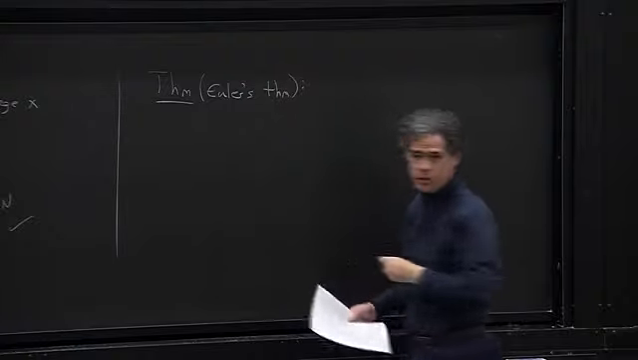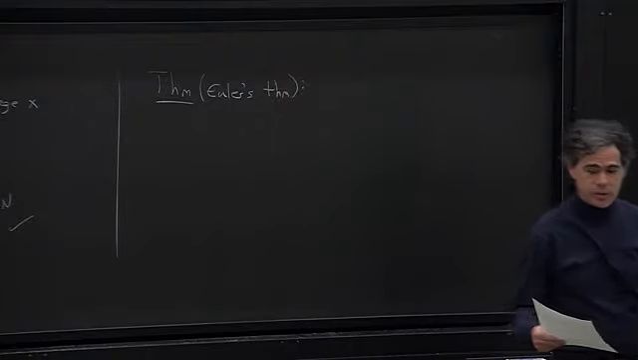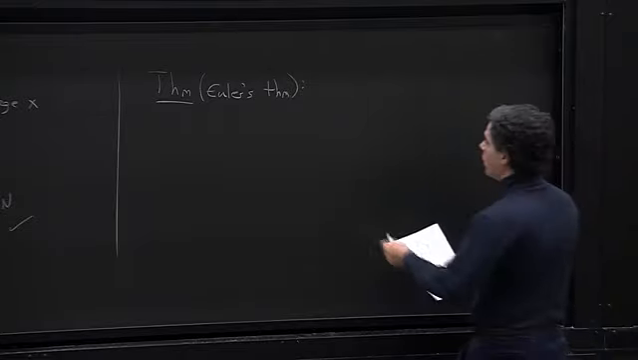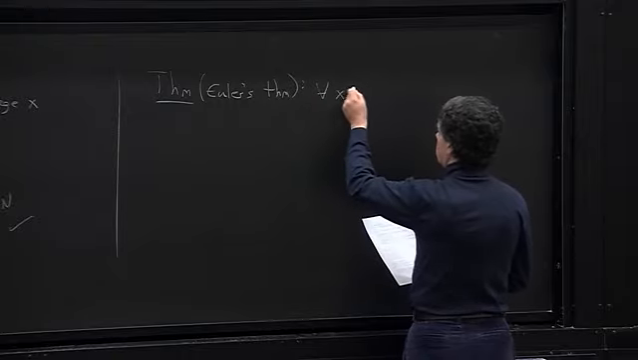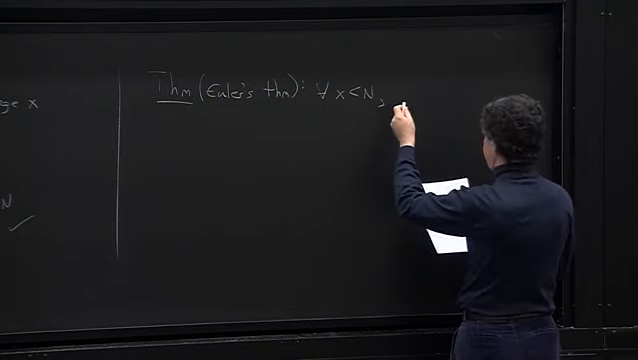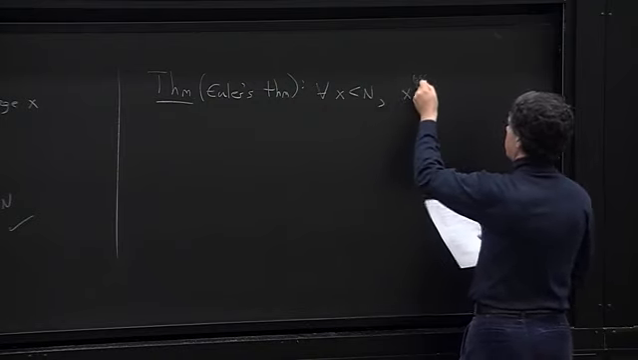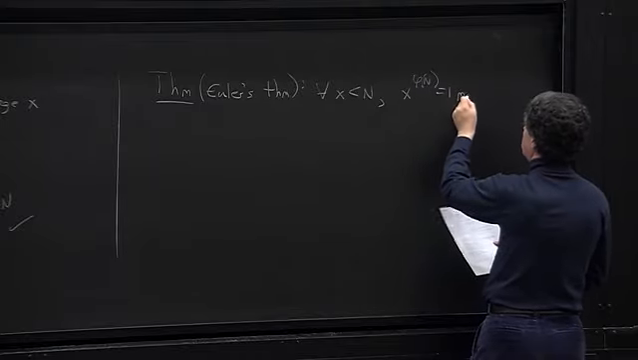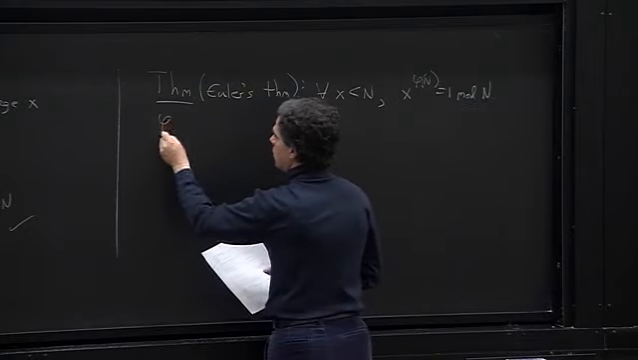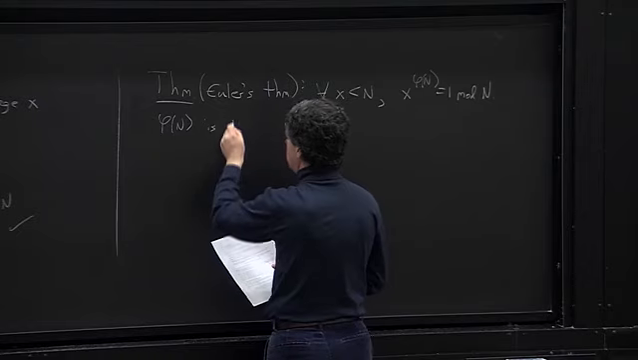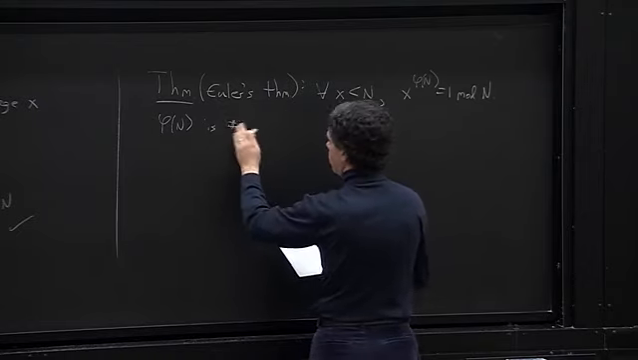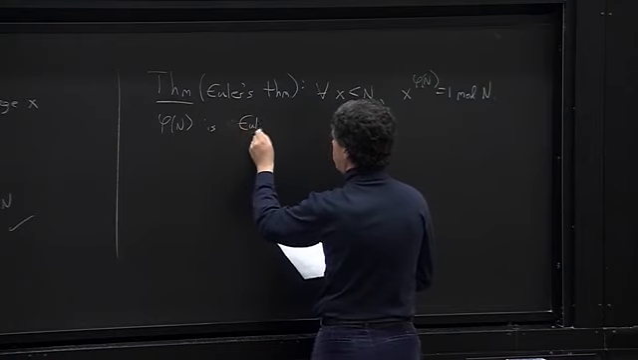This is a central and, for number theorists, fairly basic result. It says that for all x less than n, x to the phi of n is equal to 1 mod n. So what is phi of n? Phi of n is called the totient function.